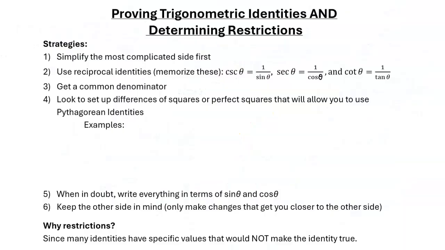So let's begin by going over some helpful strategies. First, we want to simplify the most complicated side first. Second, use reciprocal identities. Memorize these. Cosecant theta equals 1 over sine, secant is 1 over cos, and cotangent is 1 over tan.